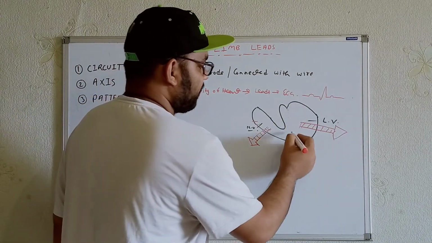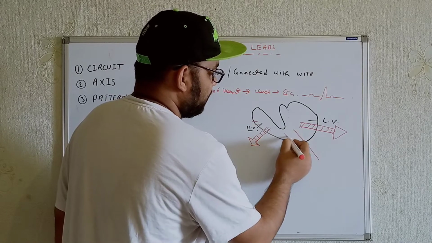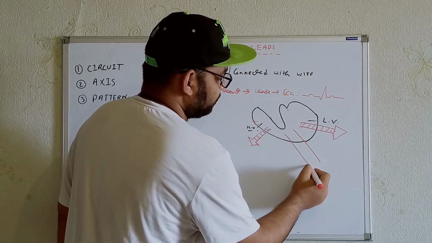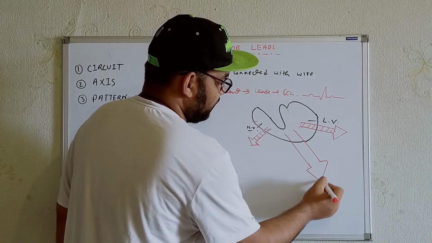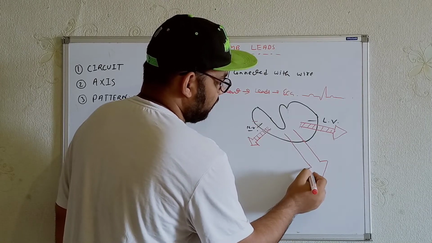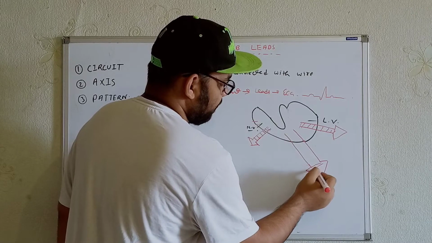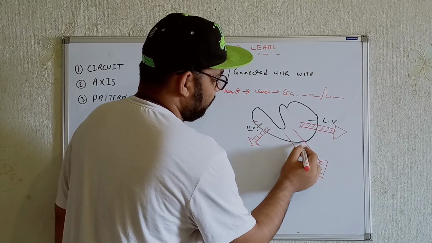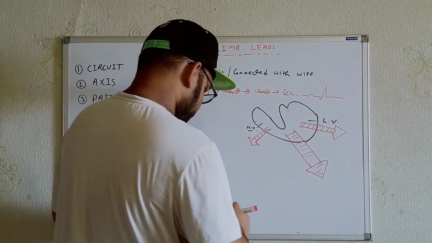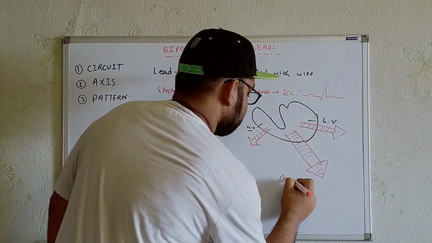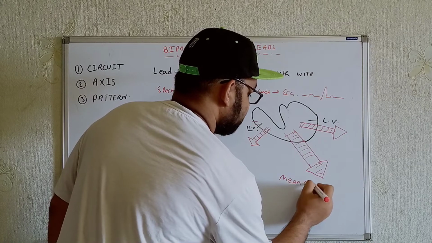Now, if you want to get the resultant vector over here, we will always see that this vector will be to the left and downward. We'll get the vector over here. That is known as the mean QRS. Let me write it over here. That is known as the mean QRS vector.